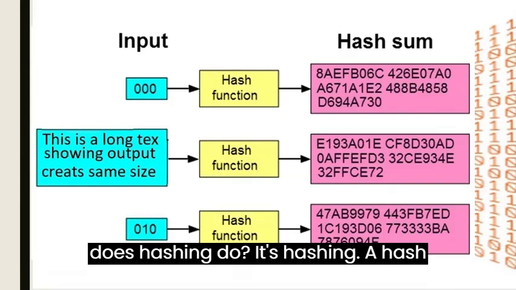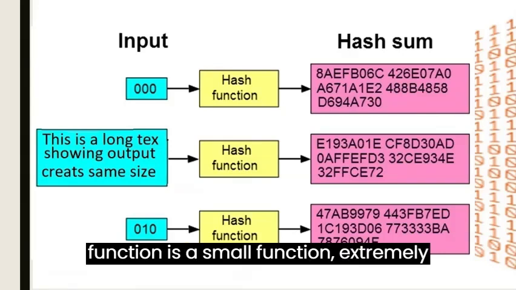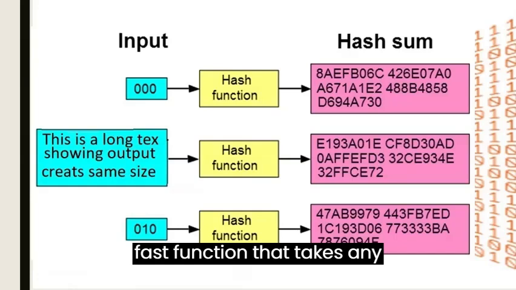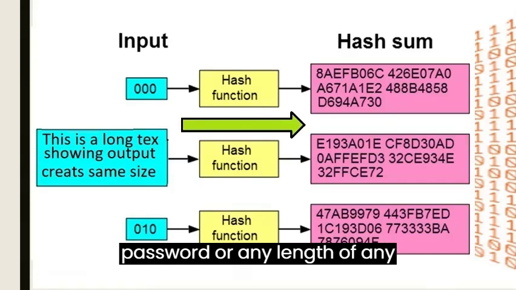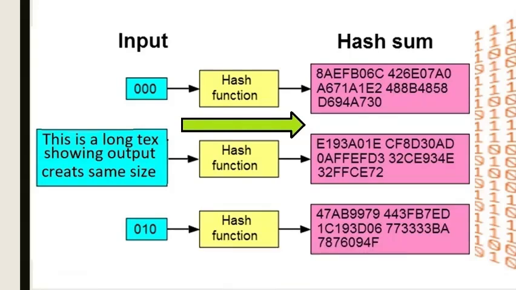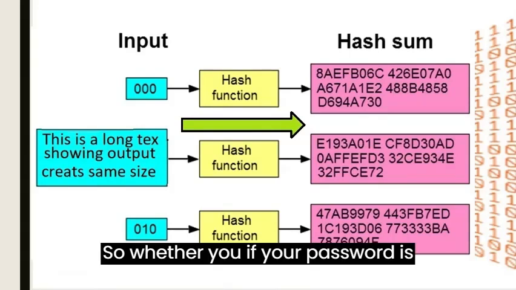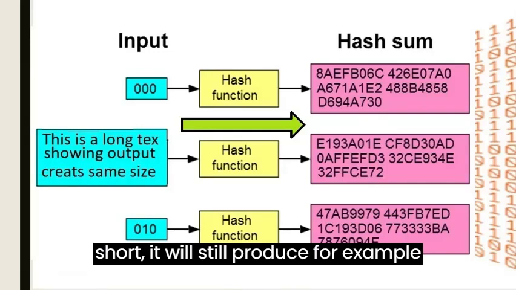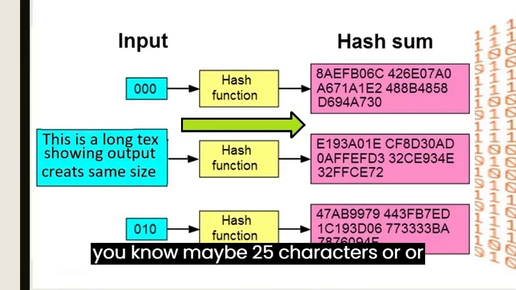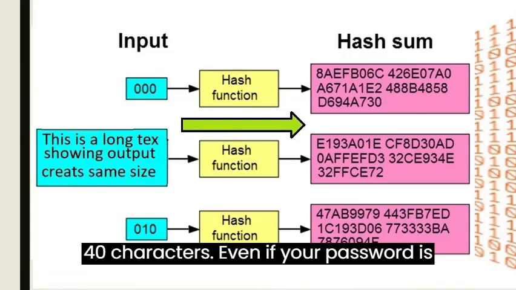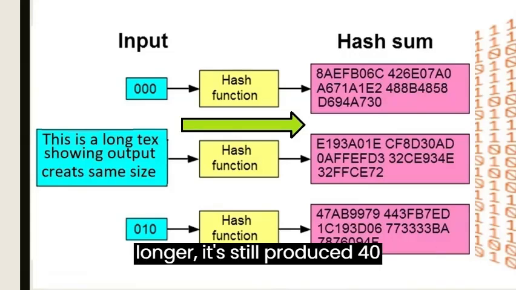So what does hashing do? A hash function is a small, extremely fast function that takes any password or any length of text and generates a fixed-size text. So if your password is short, it will still produce, for example, maybe 25 or 40 characters. Even if your password is longer, it still produces 40 characters.